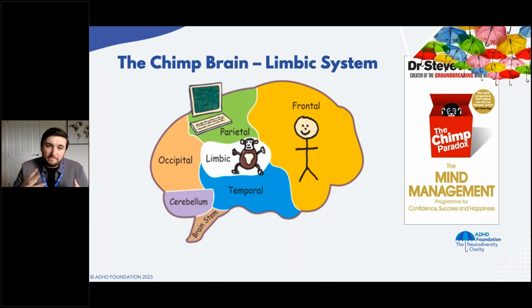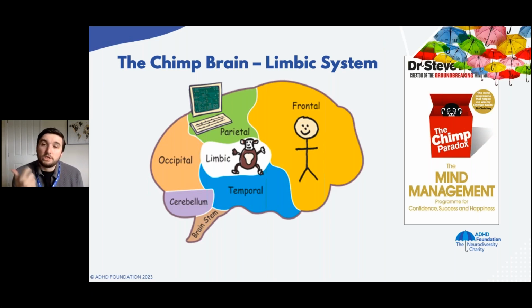Now, to make sense of that, we have to look at how our brain works. You've probably heard of this before, you may or may not have: the chimp brain. Essentially we're going to look at two parts of the brain here, our limbic system and the frontal part of our brain. In this book, The Chimp Paradox, Dr. Steve Peters uses this metaphor of a chimp brain to describe the different processes that the different parts of our brain do, and it helps us to make sense of those extreme emotions and emotional dysregulation.